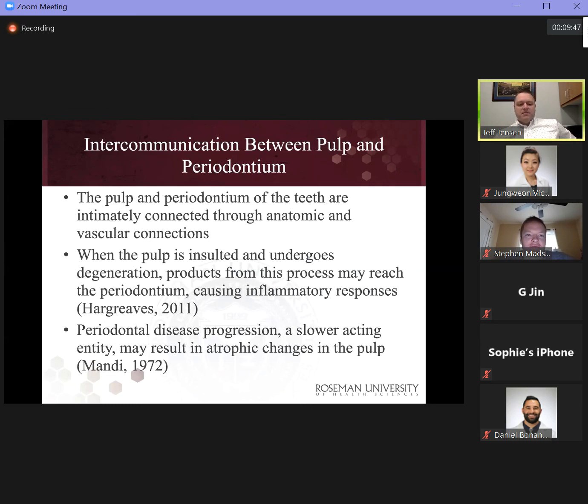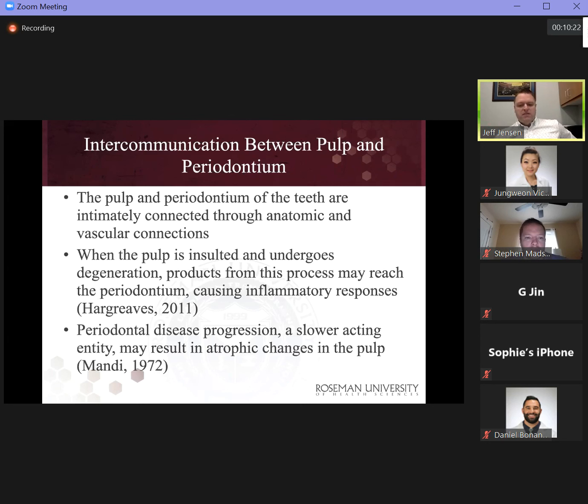So we know that happens because we can see it when we look at a radiograph when someone has an endo problem, and that's typically out of the apex of the tooth, right? But occasionally we can see that from a lateral canal, and we'll talk about that in just a second. But periodontal disease, on the other hand, is typically a little slower acting than endo. The lesion, in most cases, doesn't progress as quickly. But if that lesion is allowed to progress to the point where it reaches the apex of the tooth, that periodontal lesion can affect changes in the pulp.